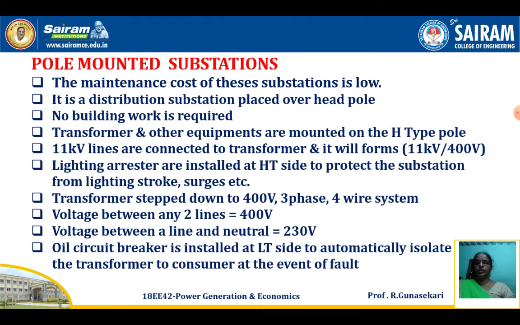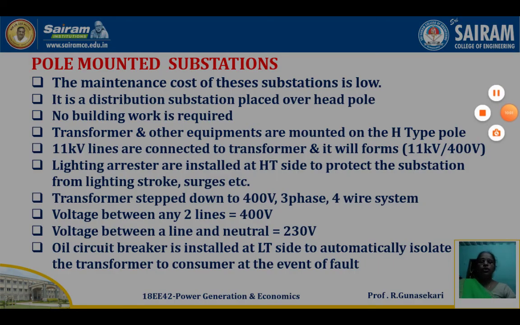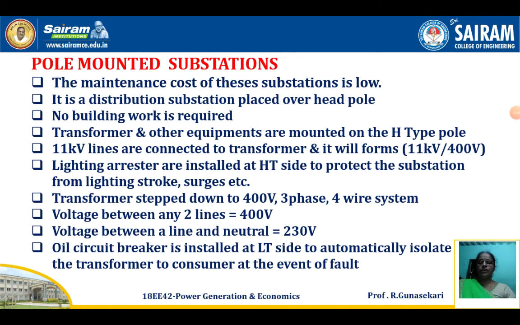The transformer is stepped down to 400 volt, we see in the diagram. The voltage between any two lines is 400 volt, with 2 feeders as we see now. The voltage between a line and the neutral is equal to 230 volt only. The oil circuit breaker is used in the pole mounted substation at the LT side only.